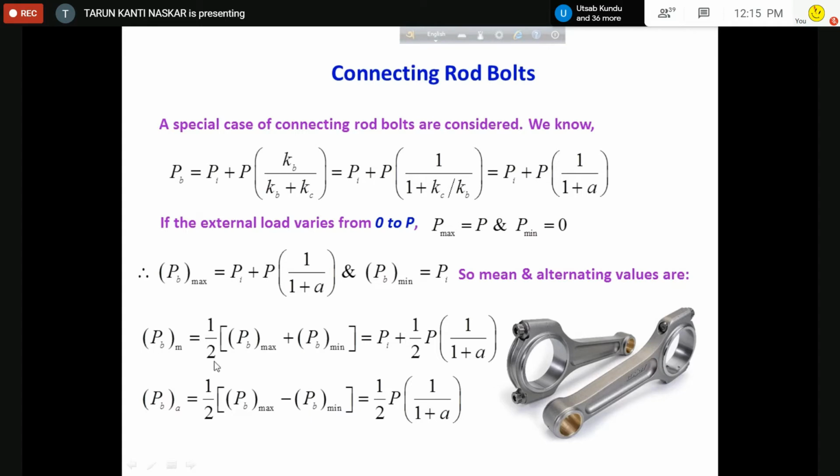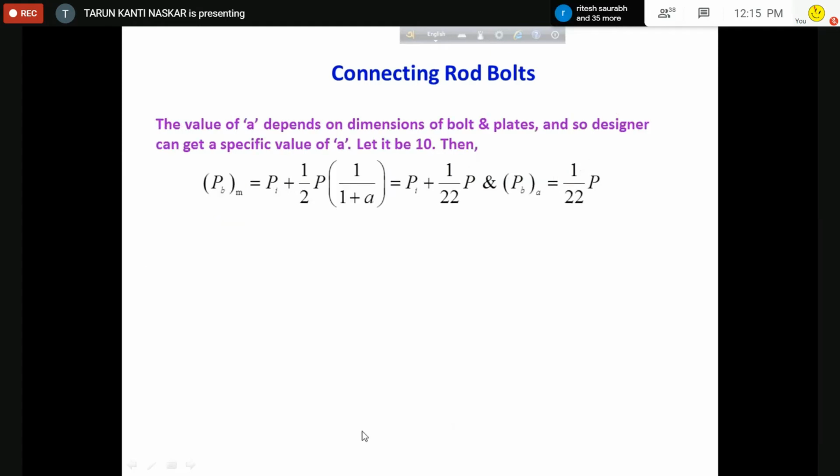So mean and alternating values of stresses are this. Okay, PB mean will be half of this thing, ultimately will be equal to this, and PBA will be equal to this thing. So half into P multiplied by 1 by A.